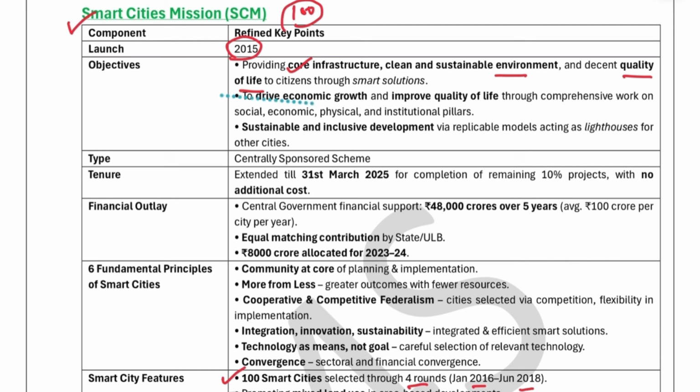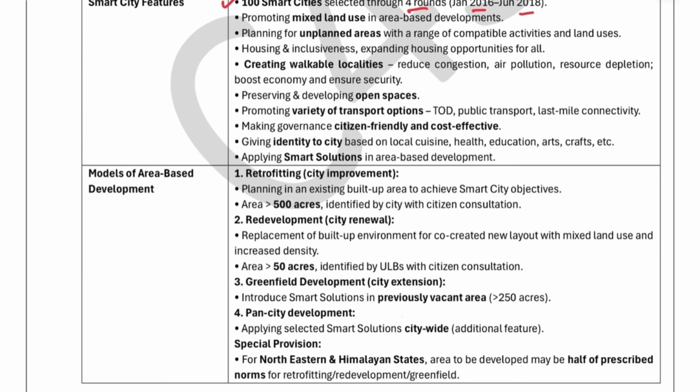Okay, and to drive the economic growth and improve quality of life of these cities, different initiatives are launched under this Smart Cities Mission. This is a centrally sponsored scheme, and last year its tenure was increased till the 31st March 2025 for the completion of remaining 10 projects. So out of total outlay, the central government financial support was around 48,000 crores, with average 100 crores per city. Okay, and this particular scheme was based on the area based development approach and the pan city project approach.